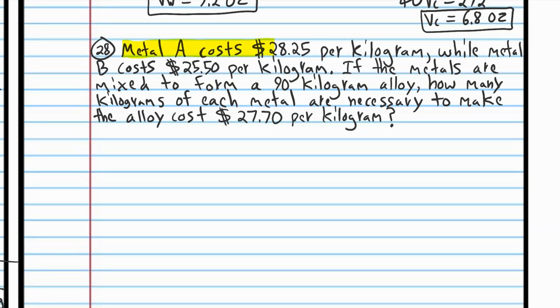Metal A costs $28.25 per kilogram, while metal B costs $25.50 per kilogram. If the metals are mixed to form a 90 kilogram alloy, how many kilograms of each metal are necessary to make the alloy cost $27.70 per kilogram? So in case you don't know, an alloy is just a mixture of metals.